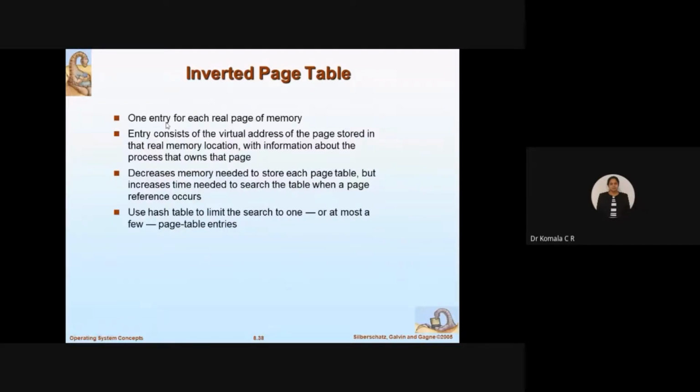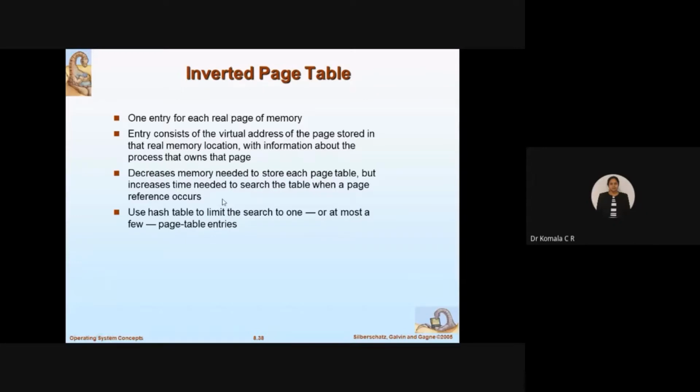So here there is one entry for each real page of memory. We have to make an individual entry for each and every real page of memory. Real means what? The physical memory. So the entry consists of the virtual address of the page stored. So the logical address, whatever you want to store now, that address of the page which you want to store in the physical memory, that is to be known here, with information about the process that owns that page. So each and every page you have to make an individual entry here. So that is called the inverted page table.